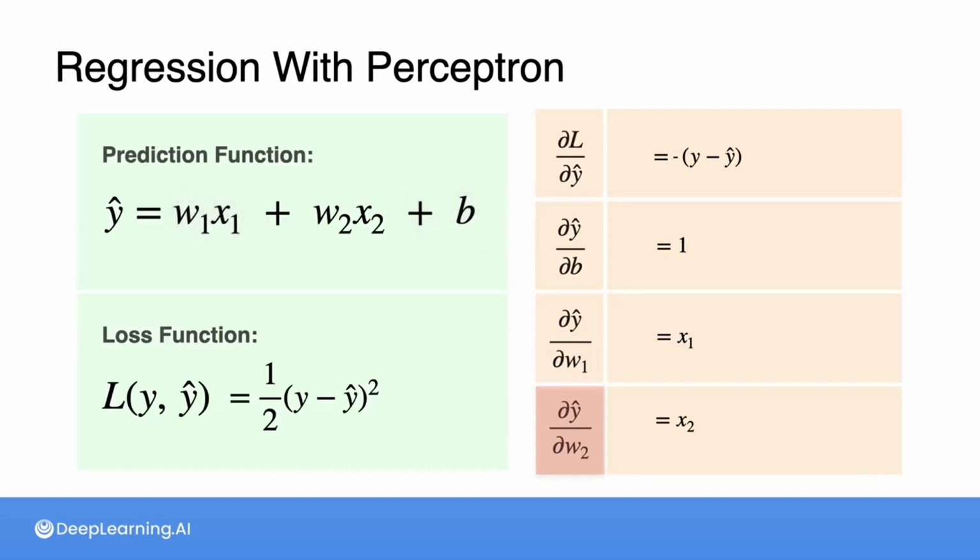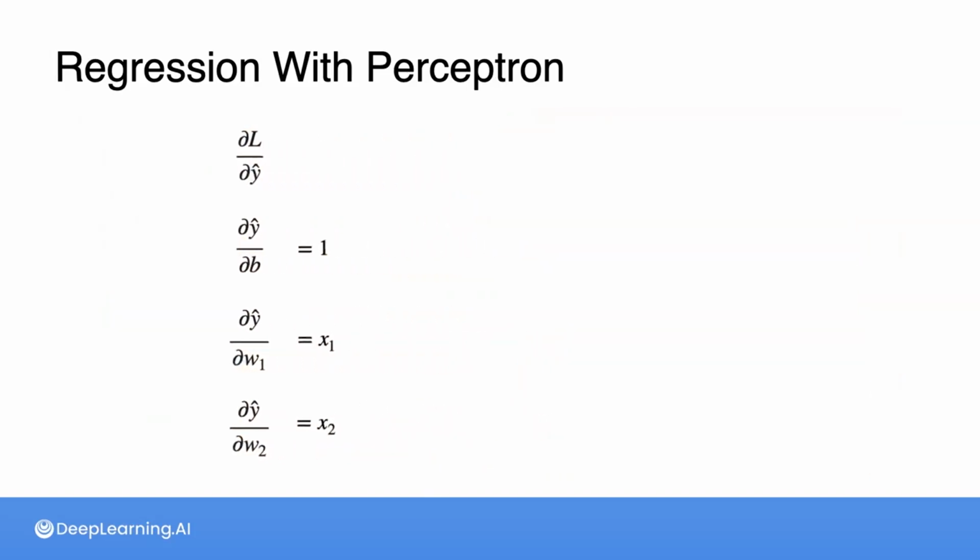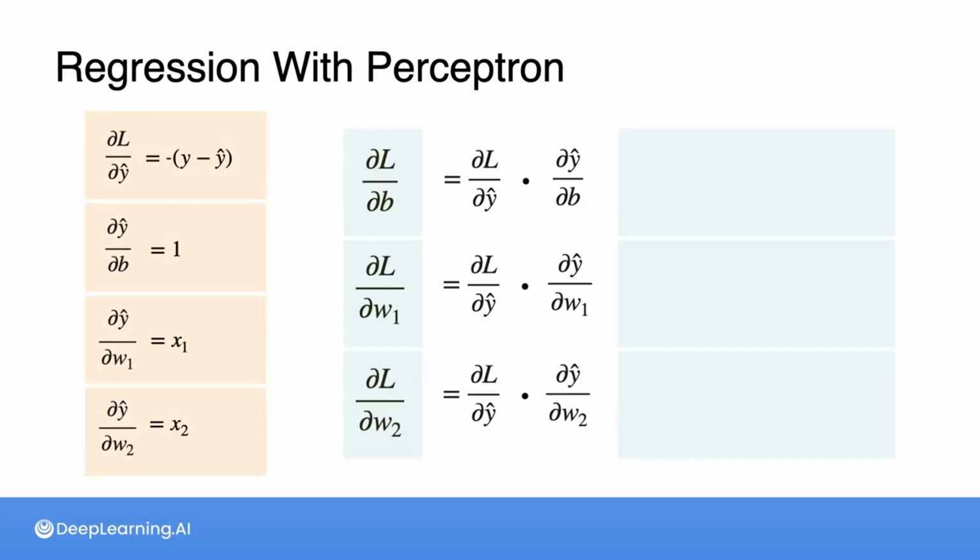So now that we have these ones, let's plug them back in. I'm going to put them here on the right as reference. And now let's remember the chain rules we already calculated. ∂L/∂B is ∂L/∂ŷ, which is minus (y − ŷ), times ∂ŷ/∂B, which is 1. So that's the first derivative.